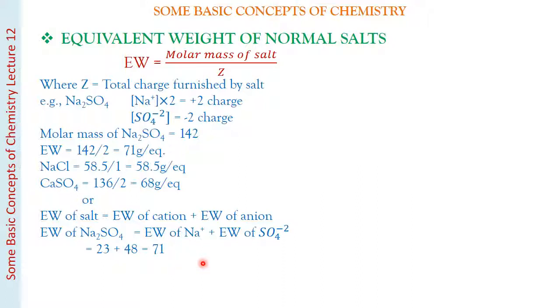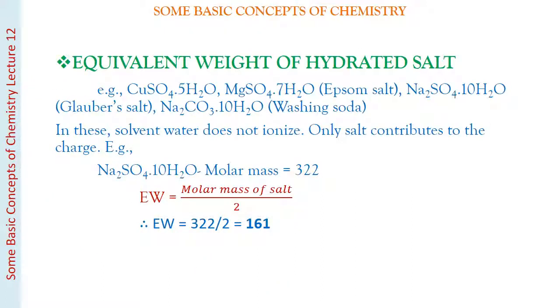So I hope this is easy. It is very easy to calculate the equivalent mass if you know the Z factor, and the Z factor you can find out so easily. Finally, we have the equivalent weight of the hydrated salts. So what are hydrated salts? Which have water of crystallization attached to the molecule of the salt during the crystallization process. So examples being copper sulfate 5 water, magnesium sulfate 7 water, which is called as Epsom salt. Then we have sodium sulfate 10 water, Glauber salt, sodium carbonate 10 water, washing soda.